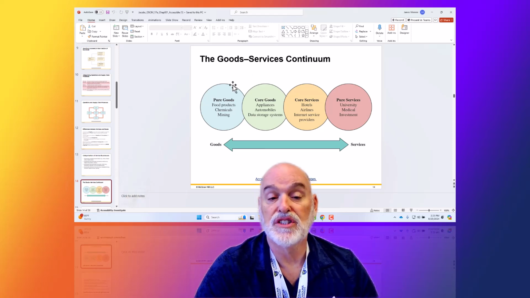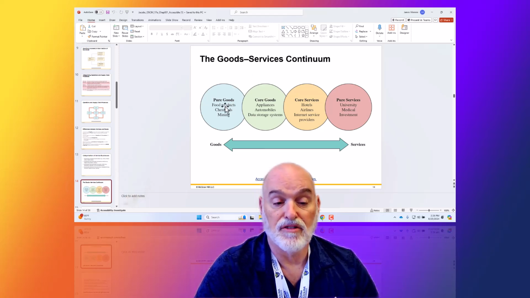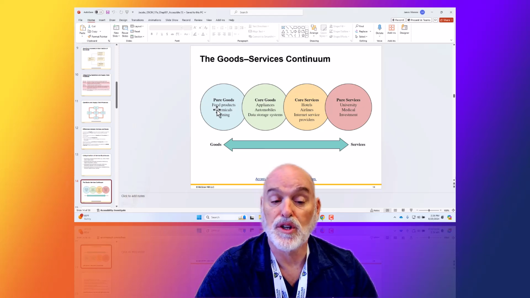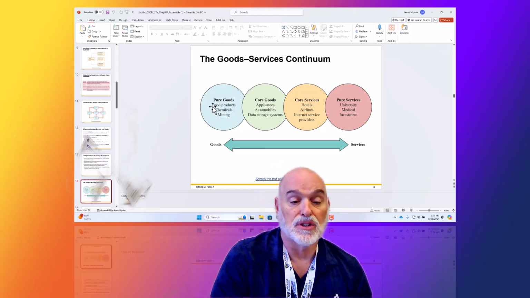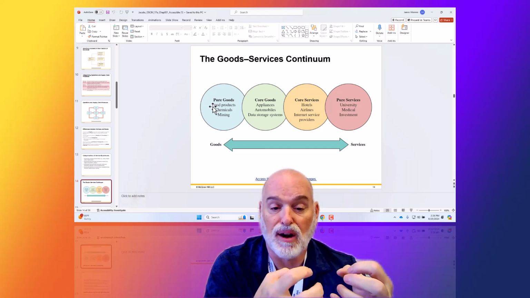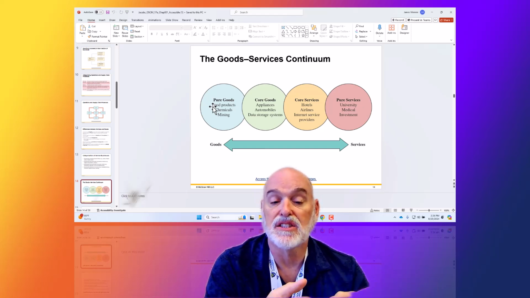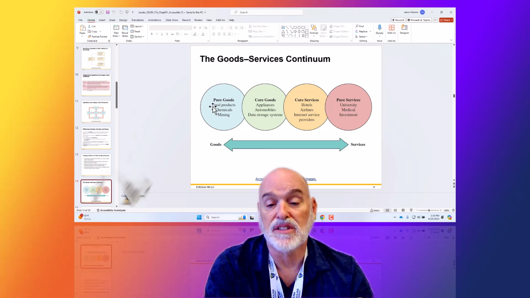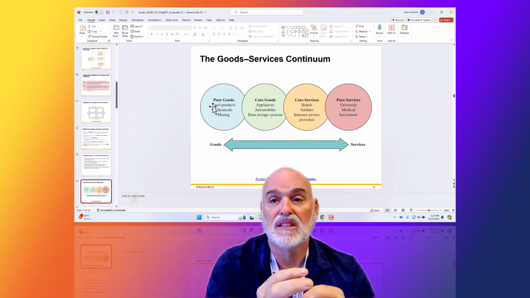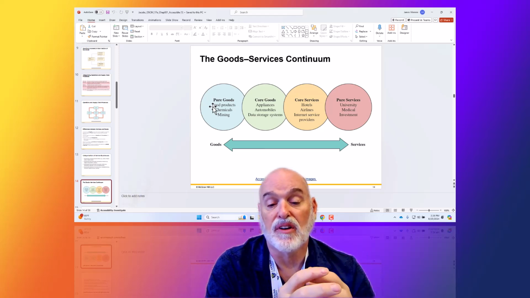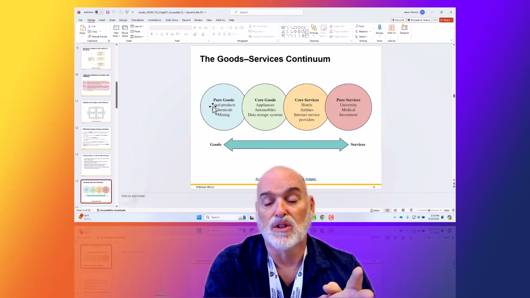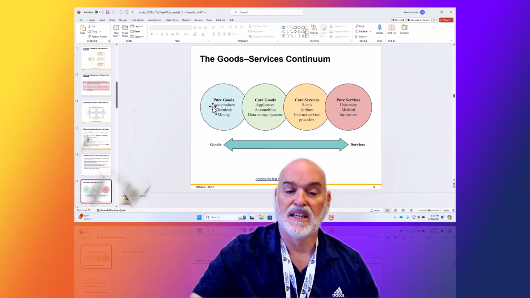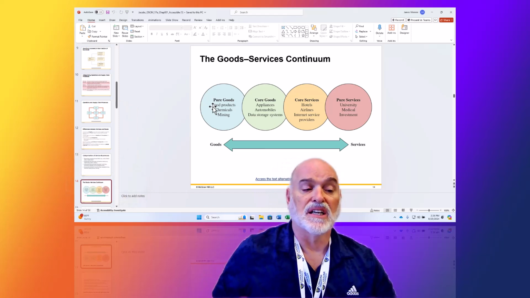Here we have something called the goods services continuum. We have pure goods, core goods, core services, pure services. So for pure goods, you've got food products, chemicals, mining, etc. They're actually products. Core goods, appliances, automobiles, data storage systems, electronic devices, etc. Core services would be staying at a hotel, flying, internet service providers or ISPs, and then pure services, university or education, medical or investment advice. So that is the goods and services continuum.